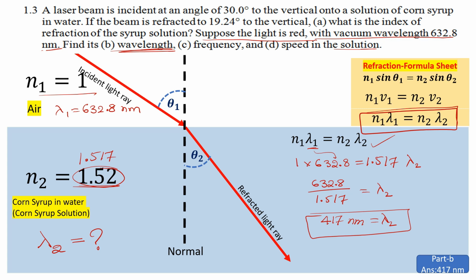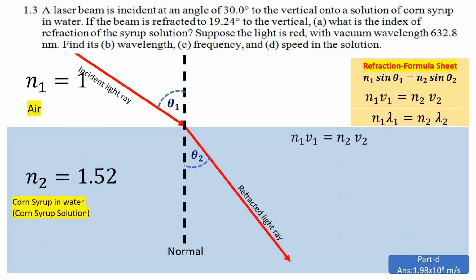Okay, now so this is the wavelength in the syrup solution. Now we will jump to the fourth one. Afterwards we will do the frequency. So speed of the laser beam in the solution. So we are going to do this fourth part. Speed we are going to calculate.